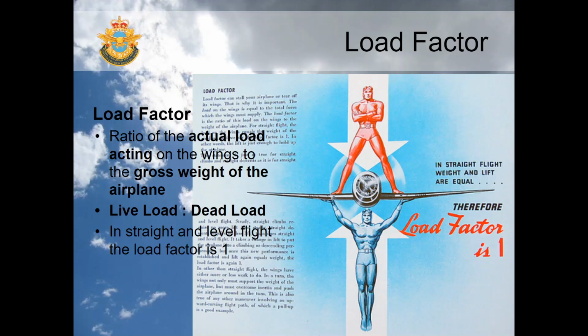So now that we know what live load and dead load is, we're able to calculate the load factor. And the load factor is the ratio of the actual load acting on the wings to the gross weight of the plane. So the ratio is live load over dead load. And in straight level flight, the load factor is 1.